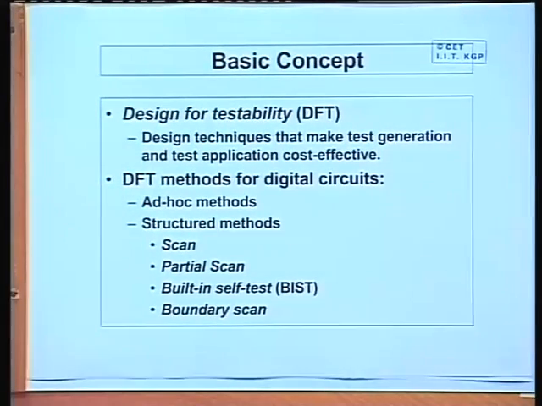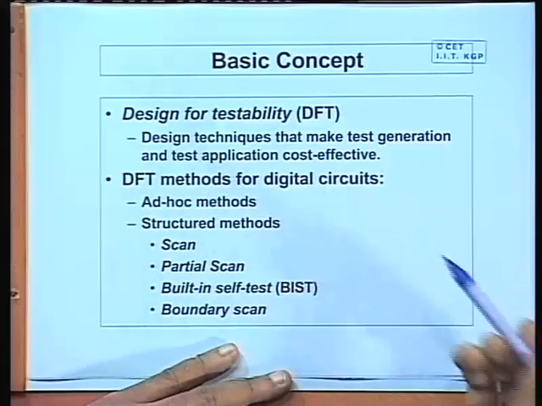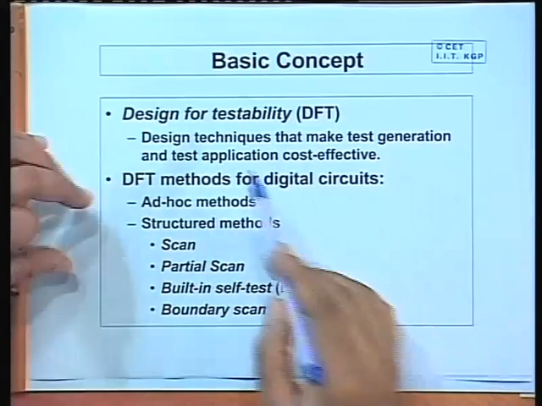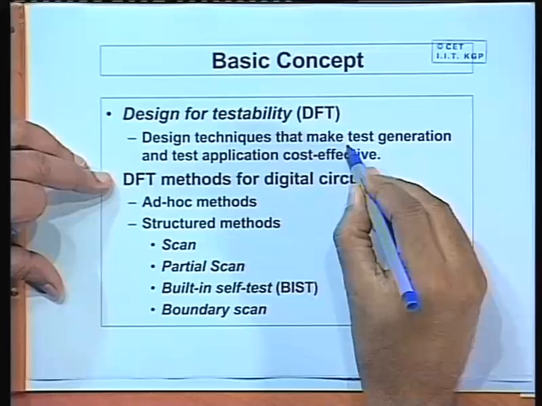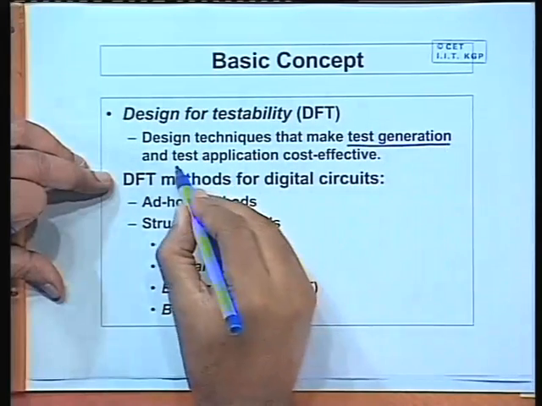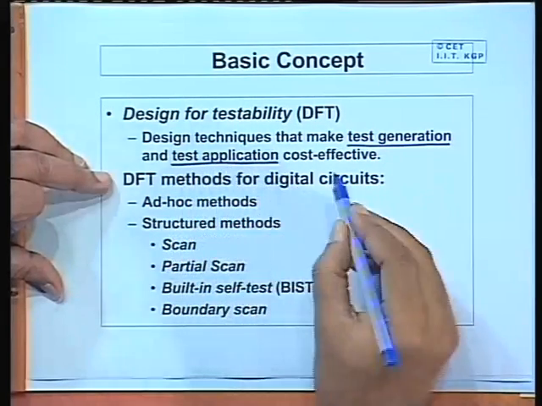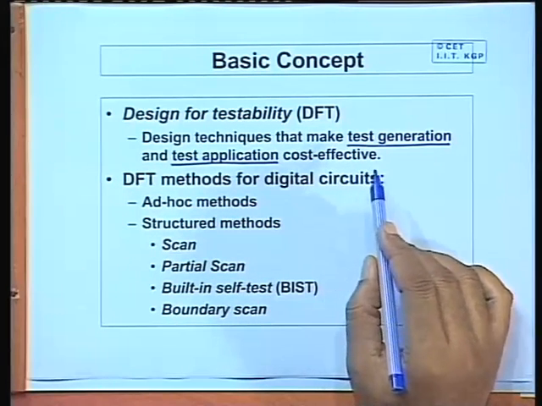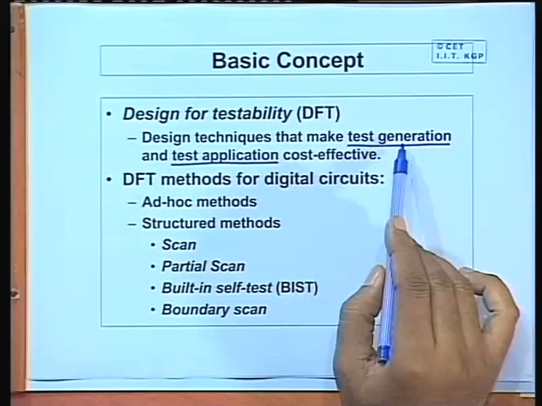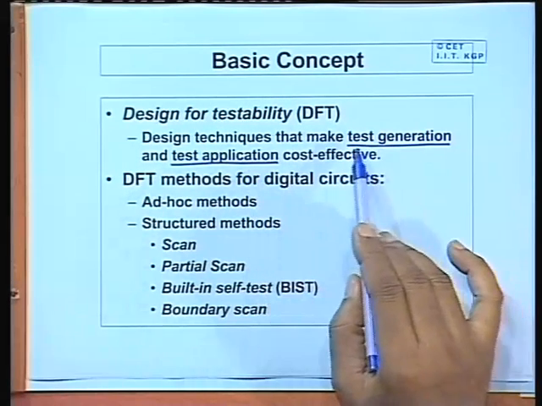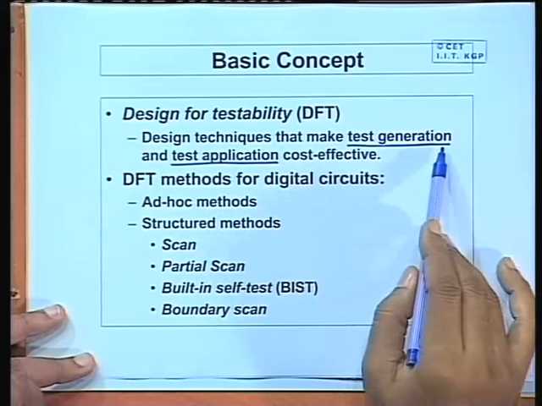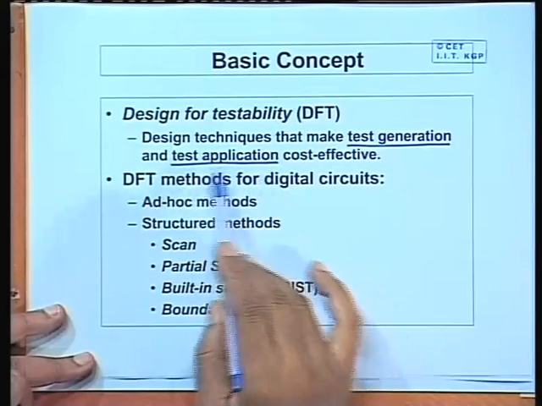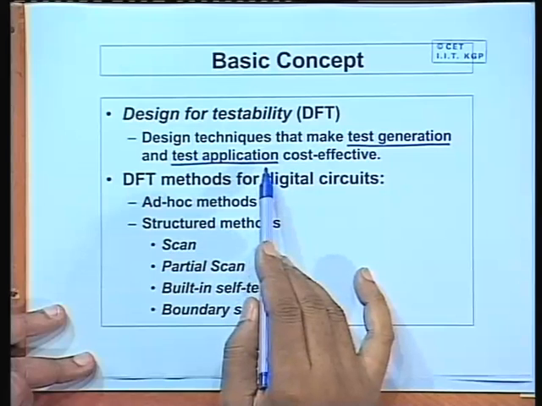First, let us see what this DFT or design for testability is and what are the different ways in which you can do it. Design for testability is actually a collection of design techniques, using which both test generation and test application can be made more manageable and cost effective. So, when I say both test generation and test application, it means the complexity of the test generation process gets reduced and the total time of test application also we try to reduce.